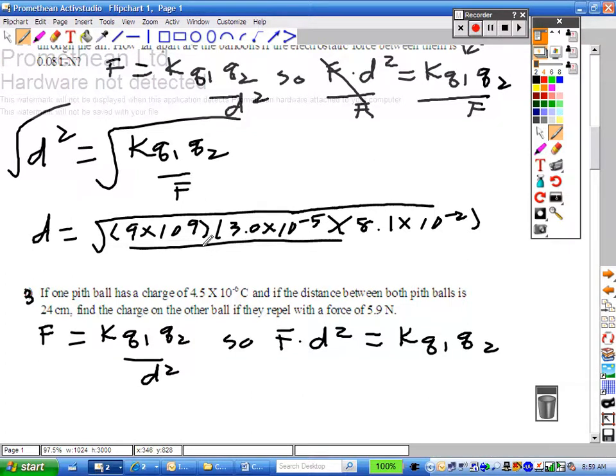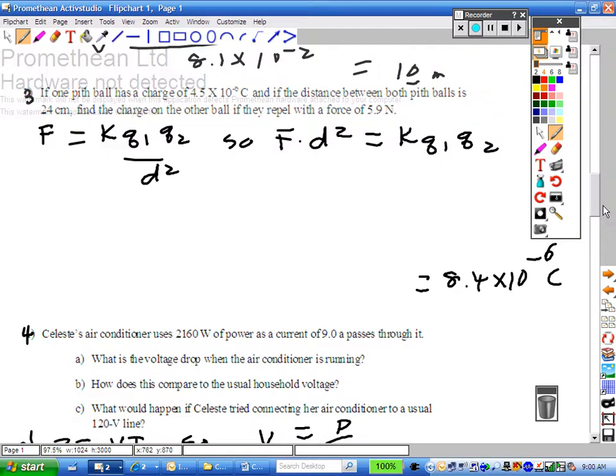Oh, sorry, I read that wrong. The charge is actually 3.0 times 10 to the minus 5 squared, because both charges are the same. So let's put a little squared there. And divide by the force, which is 8.1 times 10 to the minus 2. And you get a total distance of 10 meters. That's number 2.